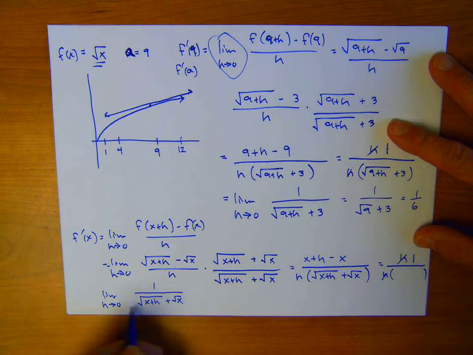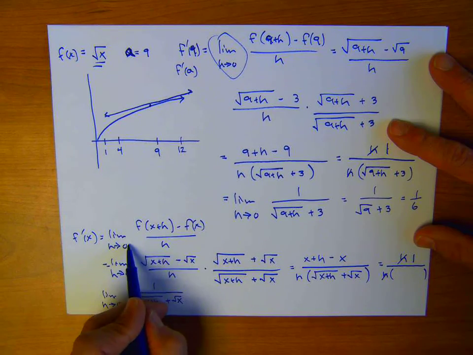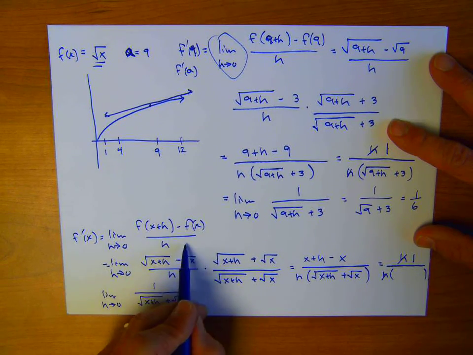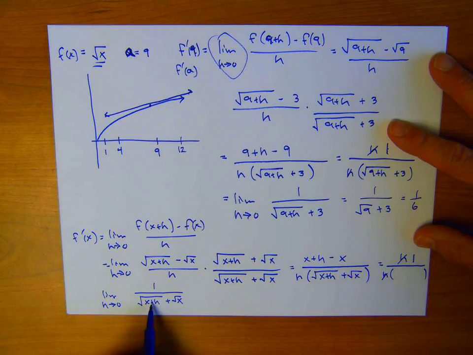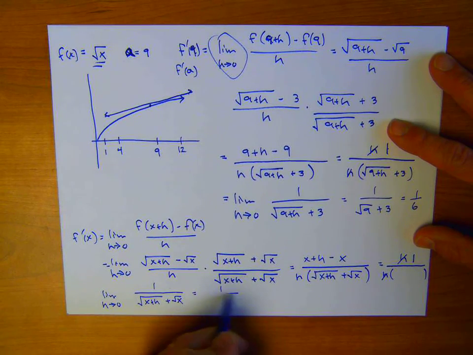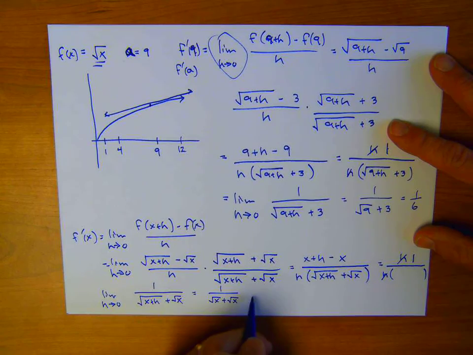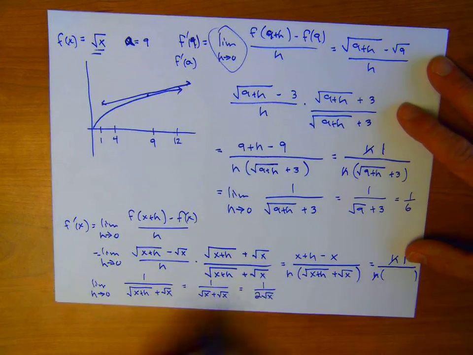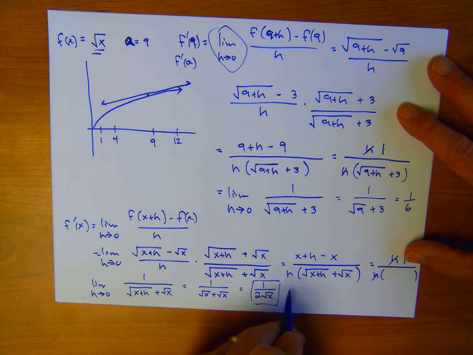Now if I substitute, again, if I put in 0 for h, notice it would have been 0 over 0 again. So here I put in 0 for h. Now I'm good. I've got 1 over square root of x plus the square root of x. But that is 2 square roots of x. Okay? So here is f prime of x.